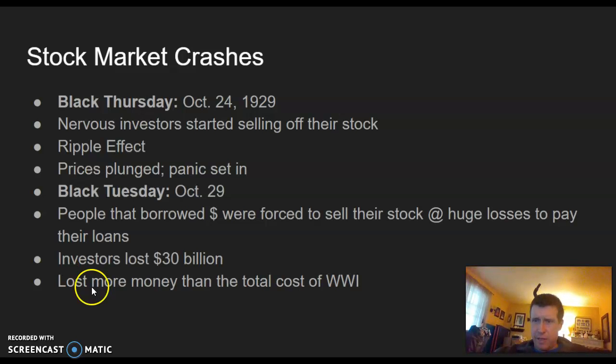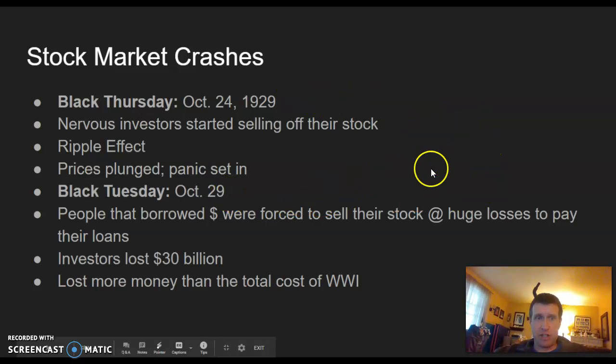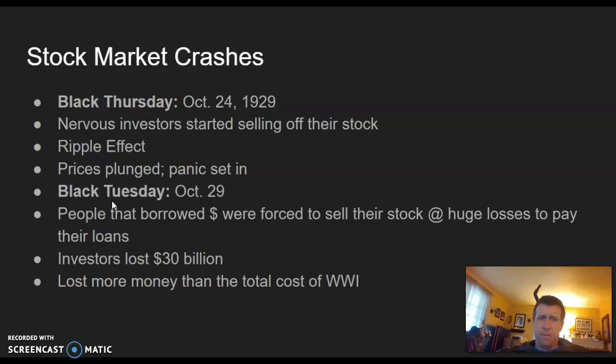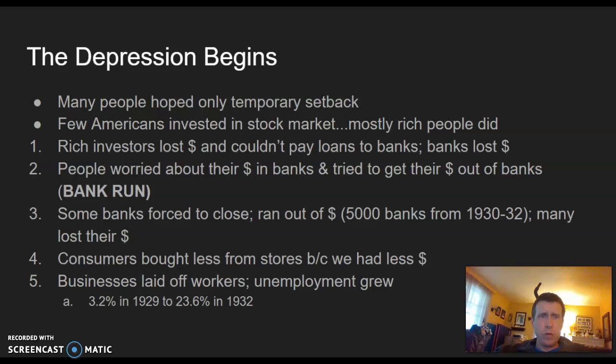Stock market crashes happened in October of 1929. There are actually two different stock market crashes. The first one was Black Thursday, October 24th, and then the next one was the week after on Tuesday, October 29th. That was called Black Tuesday. Roughly $30 billion was lost in 2 days in the United States, which was more money than we paid to fight World War One. So that was a ton of money to lose, and that pretty much kicks off the Great Depression.